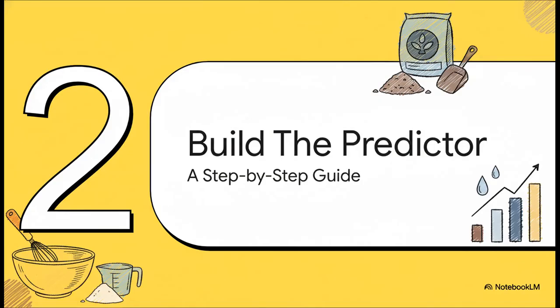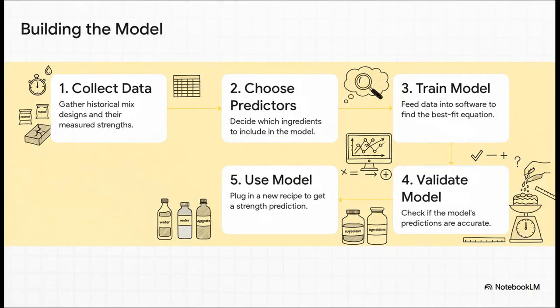Okay, so this all sounds great in theory, but how do you actually build one of these prediction machines? Well, it's not some kind of dark art. It's a pretty clear step-by-step process. Let's walk through it. So, it all starts with step 1, collect data. You've got to gather up all your past recipes and the lab results that show how strong they actually were. Then, step 2, you choose your predictors, basically which ingredients you think are important.